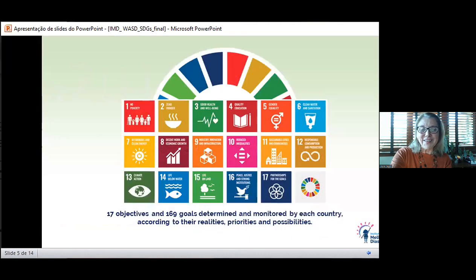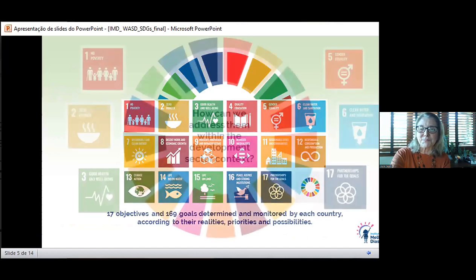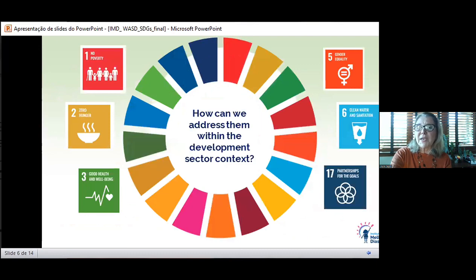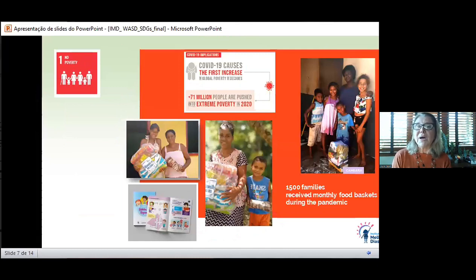We have been hearing from all those wonderful speakers about all of them. So by now, we all know much more than we did since the start of this conference. So let's think a little bit, how can we address them within the development context? Within a context where, as many said, there is no access to internet, there is no access to many of the facilities that would help to develop those SDGs. Let's start with number one, with no poverty.